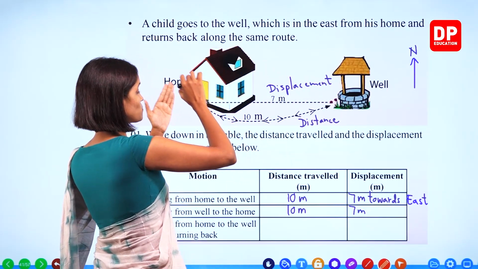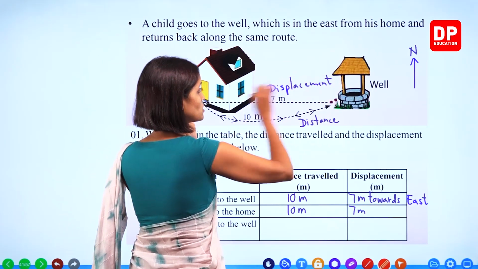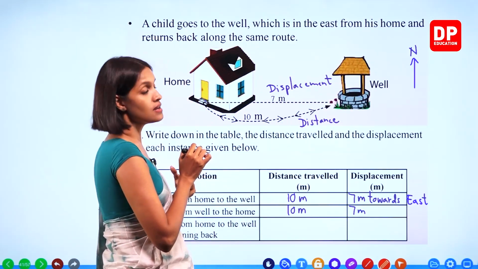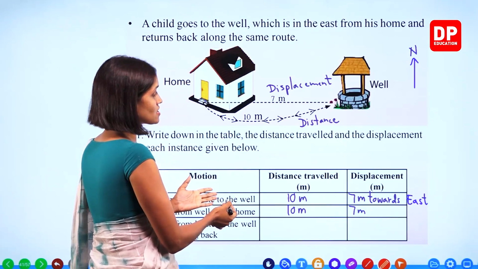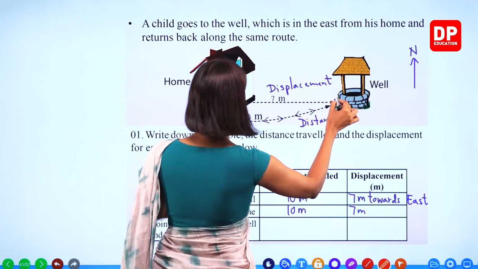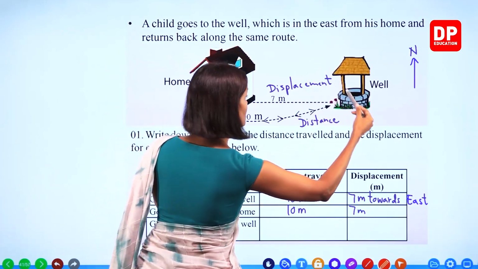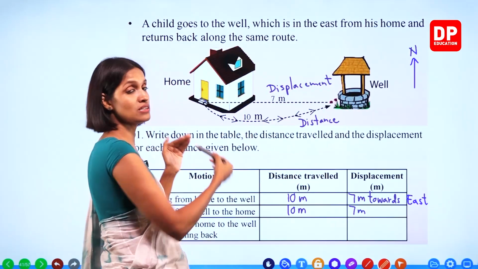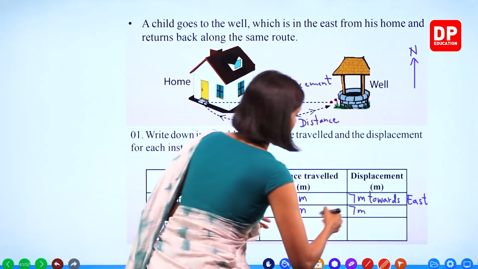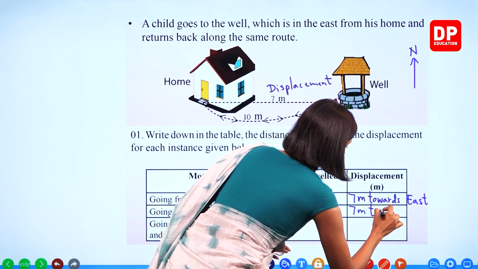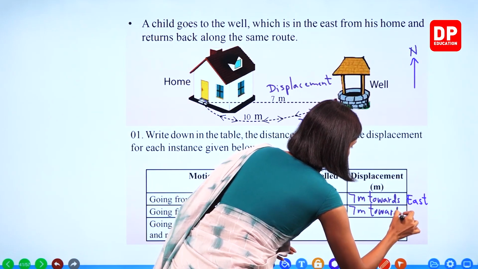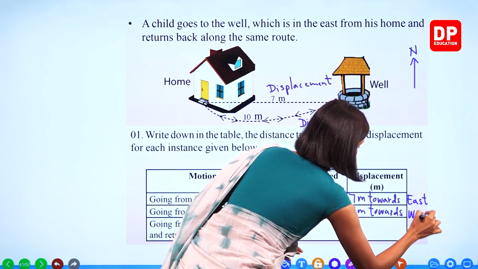Okay, so in the first instance, this is the start, this is the end. Therefore, the boy has moved from here to here, which means towards east, right? In the second instance, we consider this is the start, this is the end. This time, the boy has moved from here to here, in the opposite direction, which means towards west.